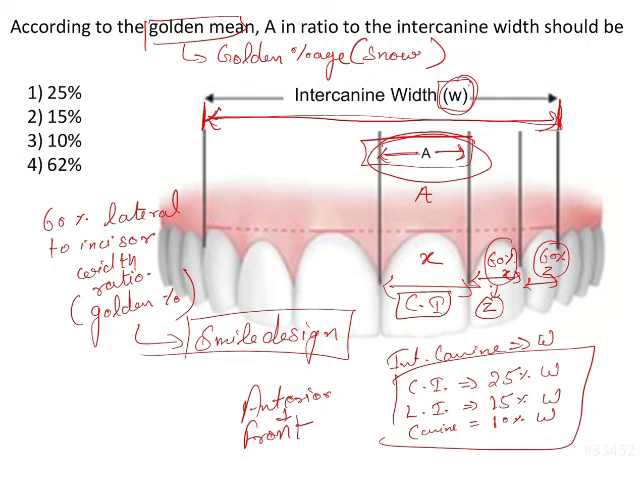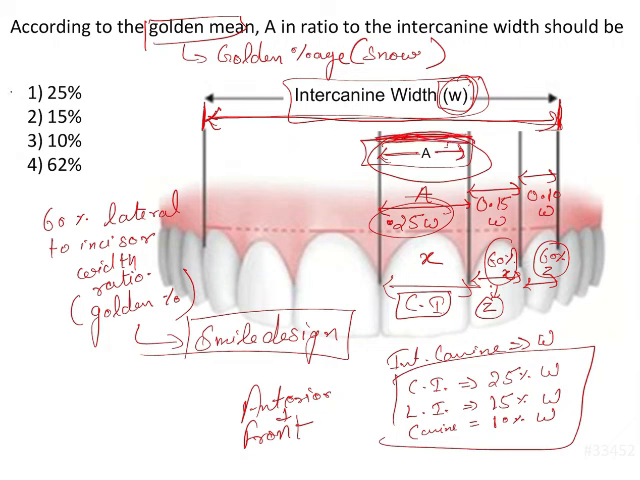Basically, if you compare this particular distance with the intercanine width, it would be 25% of your W, that means 0.25 W. Here this particular distance is going to be 0.15 W, and this particular area is going to be 0.10 W. So this is 25% of the intercanine width. The answer to this question, since we have been asked about A, this particular distance, the actual ratio according to the golden percentage, golden proportion or golden mean is going to be the first, that is 25%.